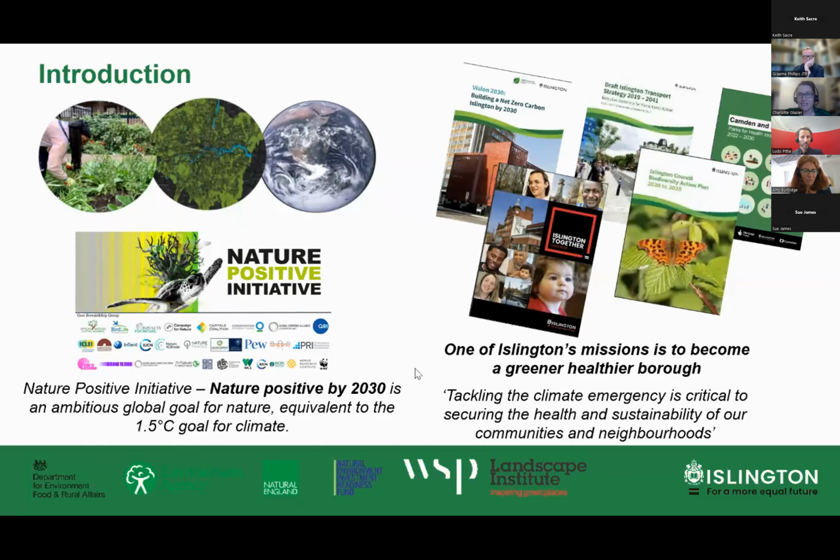With Islington's local policies, we've had the net zero carbon and also the Islington Together, which sets out Islington's mission to become a greener, healthier borough. Just to note also, in terms of more global initiatives, the Nature Positive initiative has just been launched, and that is looking at the 2020 baseline of nature and looking to become nature positive by 2030. So from here on, an ever increasing amount and abundance of nature. It's been touted as the net zero moment for nature. So we'll see how impactful that is going forward, but we're really looking to make sure it does have the impact. Thank you.